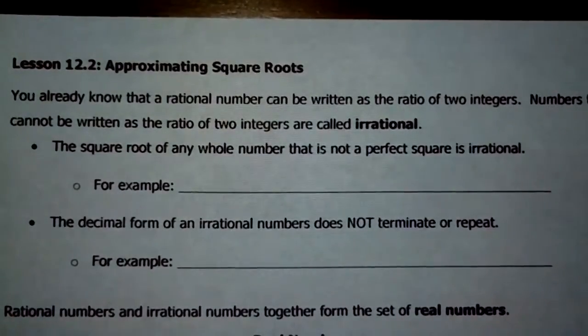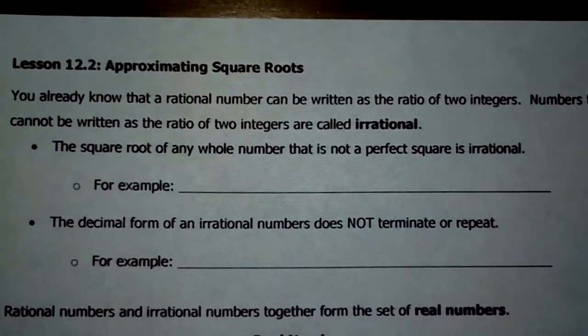It's time for lesson 12.2, and the title of the lesson is Approximating Square Roots. We're actually going to start off defining what irrational means and talking about the real number system. Those were two of our vocabulary words that we weren't able to talk about in our last lesson because it didn't apply yet. So the first part of this is all about irrational numbers.